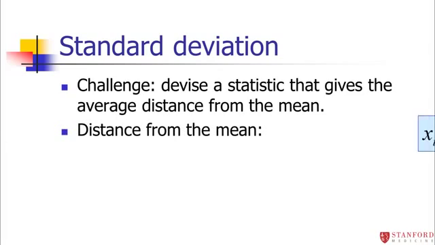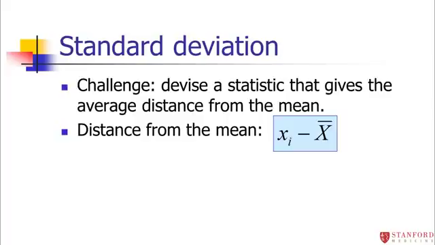We can represent that in mathematical symbols as xi, that's any given observation in your data set, minus x bar, that's your mean. So if the mean in the data set was a mean height of, say, 69 inches, then if somebody was 71 inches, they would be 2 inches above the mean. That would be their distance from the mean.